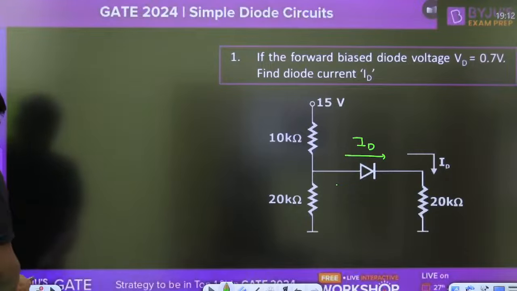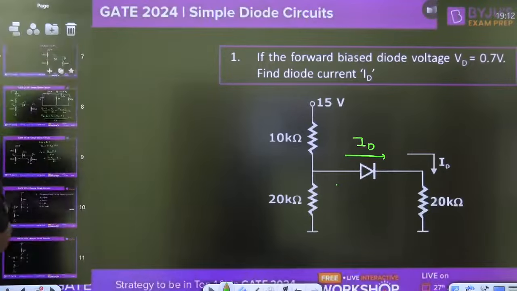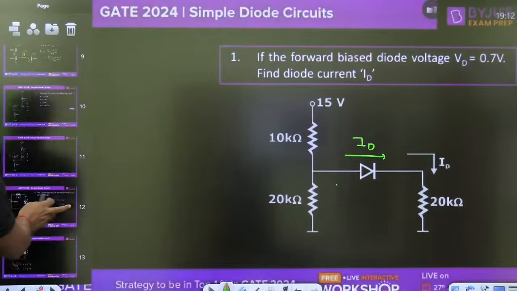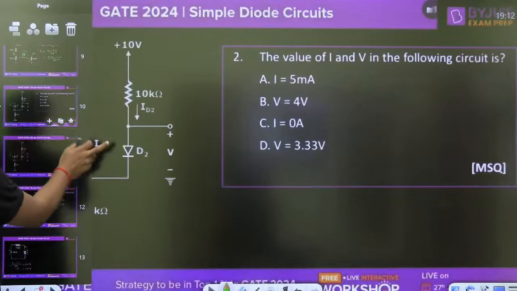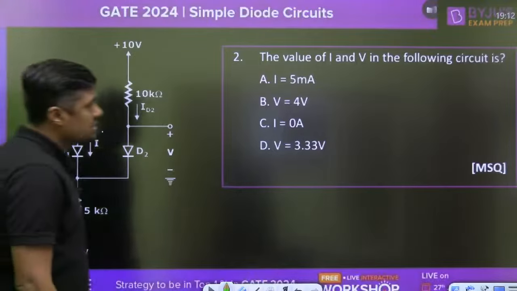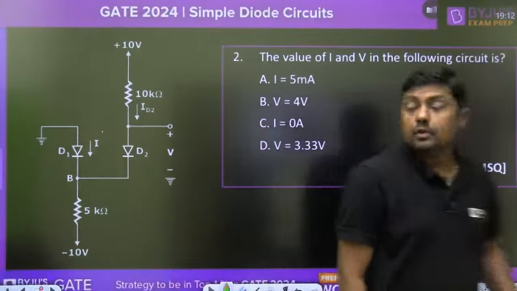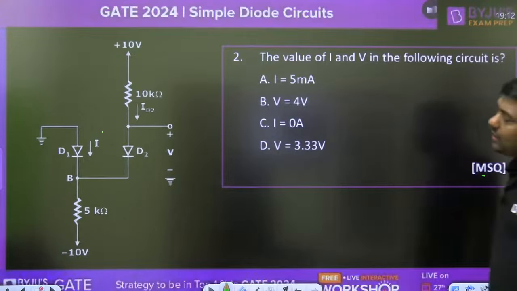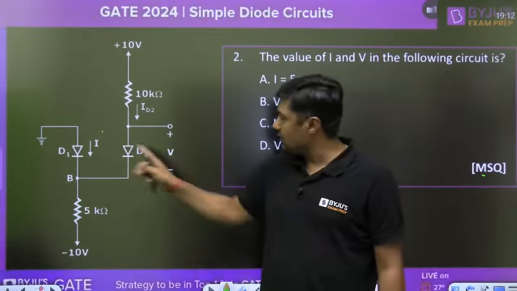Okay, so what is the second question here? Now I'm going to give you the second question. This is the second question. This is an MSQ, multiple select question. The value of I and V in the following circuit: what is the value of I and what is the value of V here?